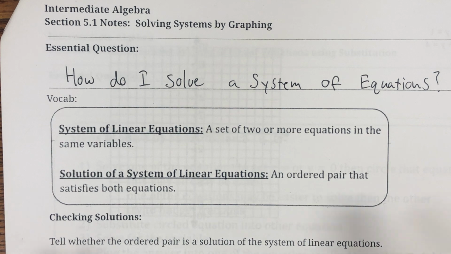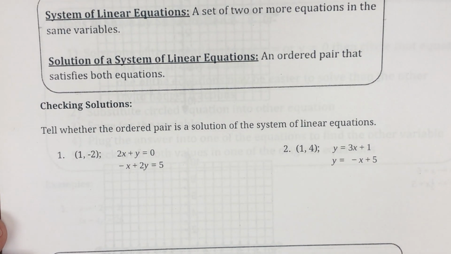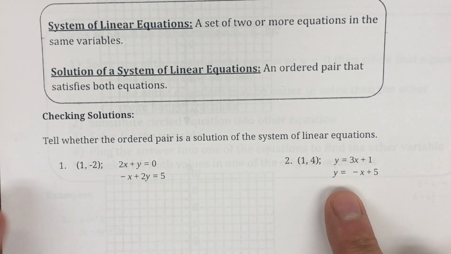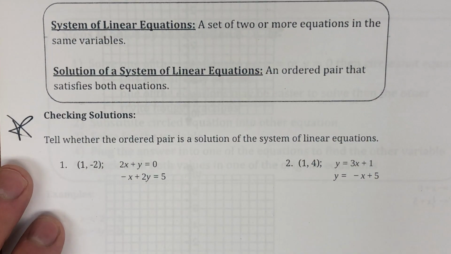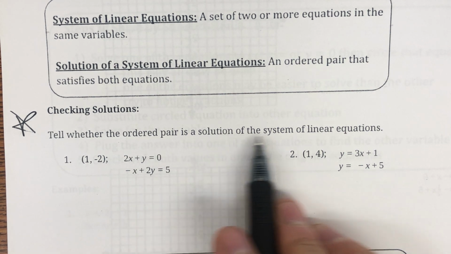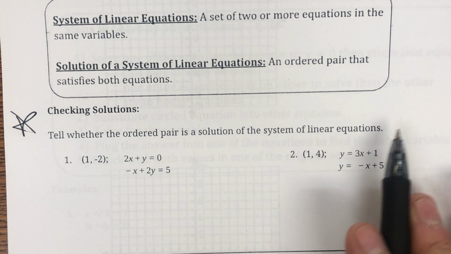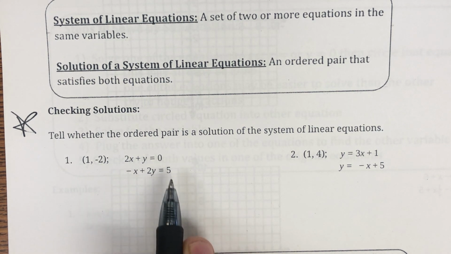Now, we're going to do these first two examples, and then we're going to solve a bunch of these, and then we're going to see one and be like, I don't know how to do that one. So hopefully put a star by it. Checking solutions, this is the easiest part of this chapter. It just says, tell whether the ordered pair is a solution of the system. So we are going to see, is the point 1, negative 2 a solution to both equations?